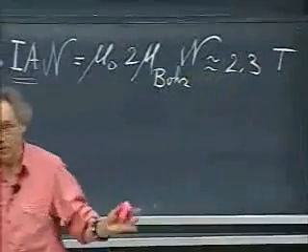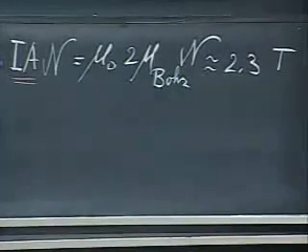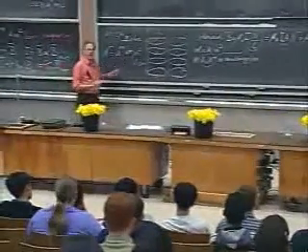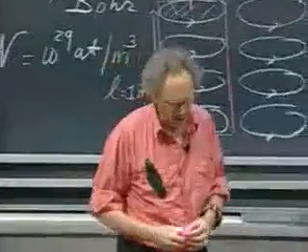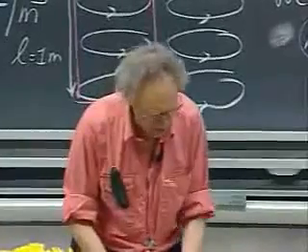It's not for all materials this way, but because I have adopted 2 Bohr magnetons for the magnetic dipole moment of each atom, and I have adopted a density of 10 to the 29 atoms per cubic meter. And for that situation, you get 2.3 tesla.